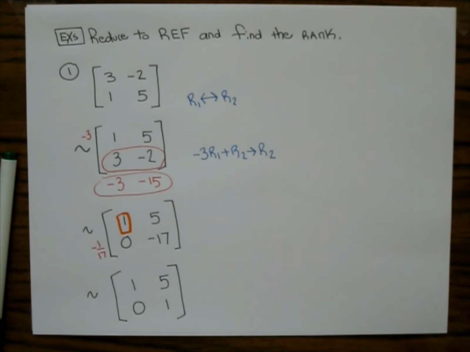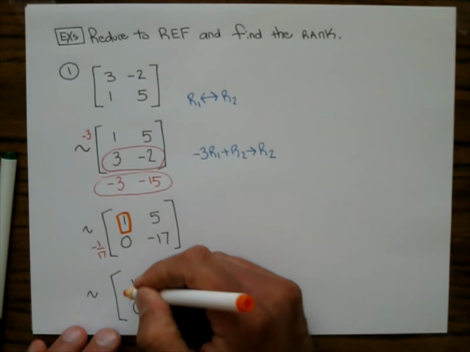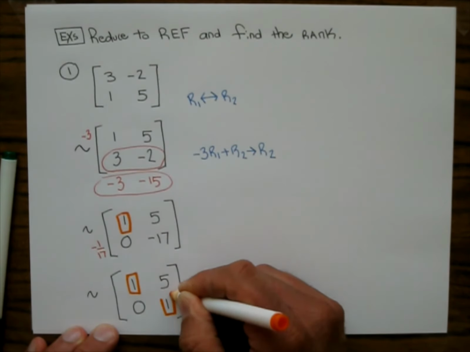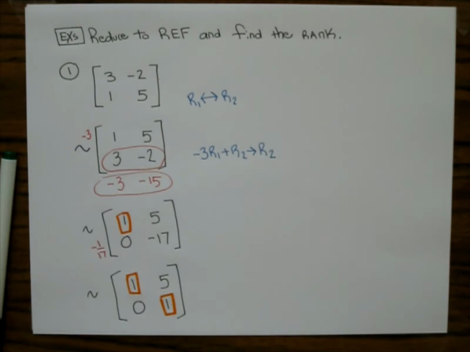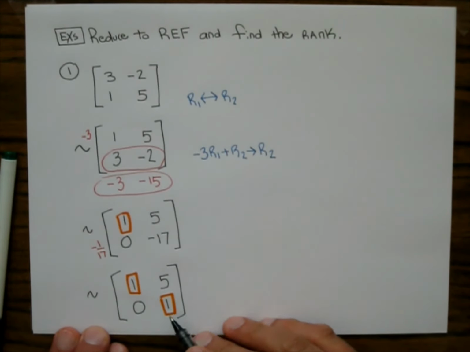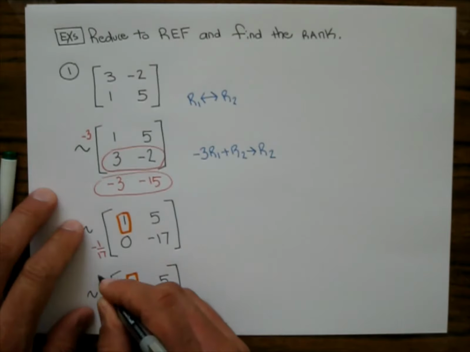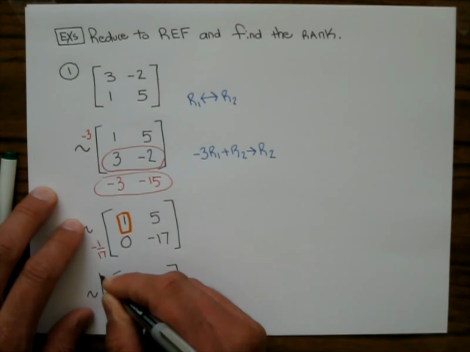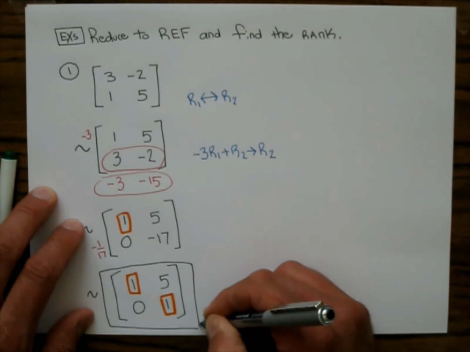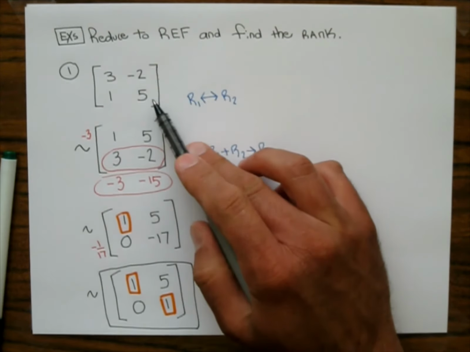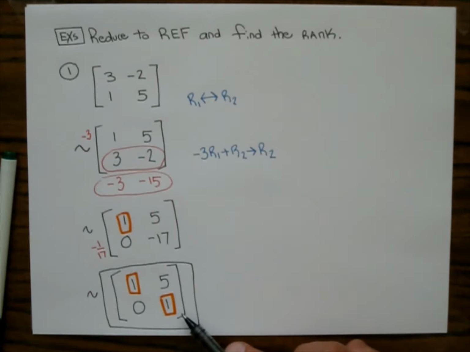Okay, so we have no rows of zeros. The first non-zero entry in each row is a 1. And if there are any leading ones below the first row, they're to the right of the leading one above it, and that's correct. So what do we have here? We have our answer. We have just reduced this matrix to row echelon form.